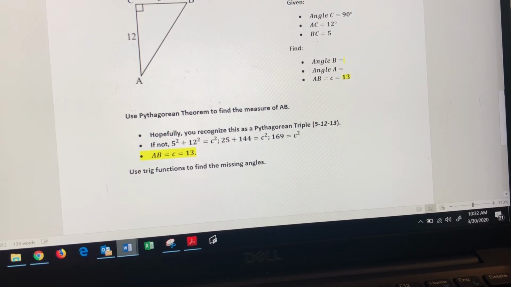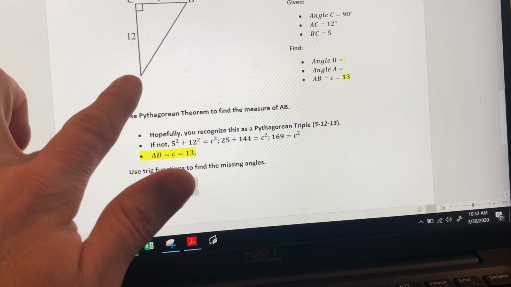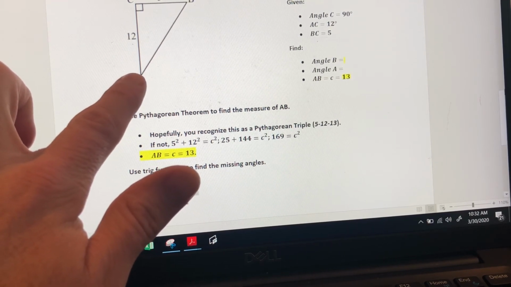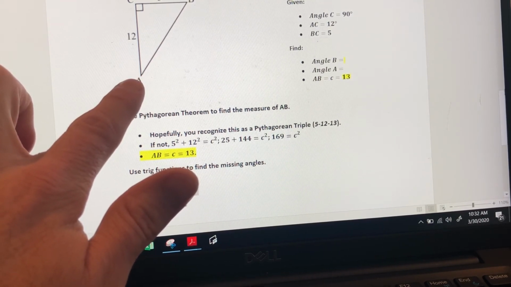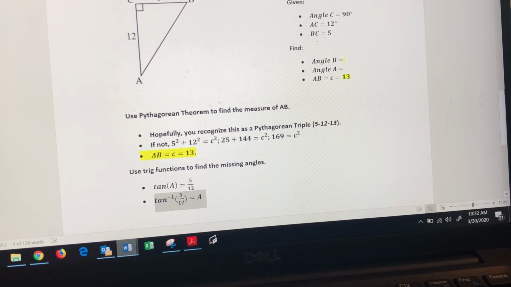The first one I want to find is angle A. Angle A is this angle right here. We're going to use tangent. We don't know the hypotenuse officially, remember, because we're not using any values we calculated. So we're just going to use the 5 and the 12. So the tangent of angle A would be 5 over 12. Remember from last lesson, we're going to do inverse trig functions. So inverse tan of 5/12 is going to be angle A. And when we use our calculator, that's going to give us an approximate angle measure of 22.62. So angle A is 22.62.